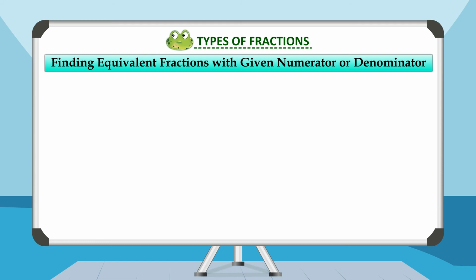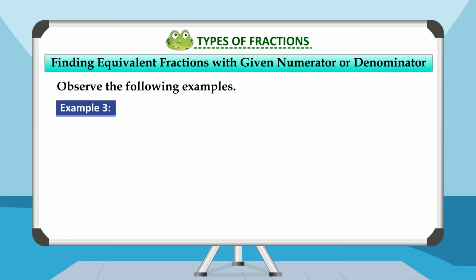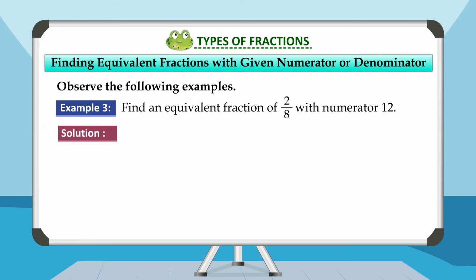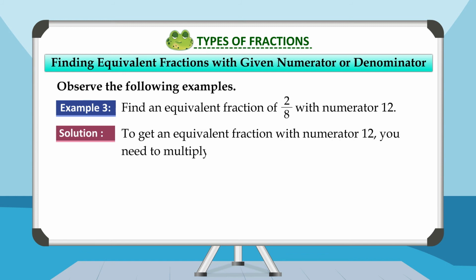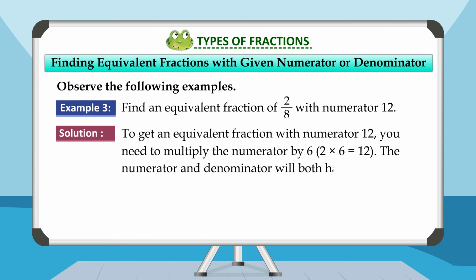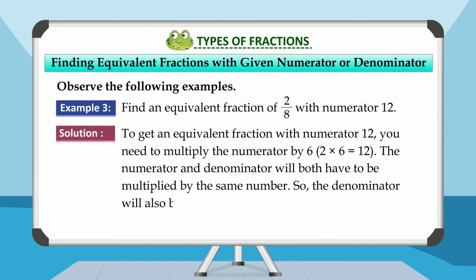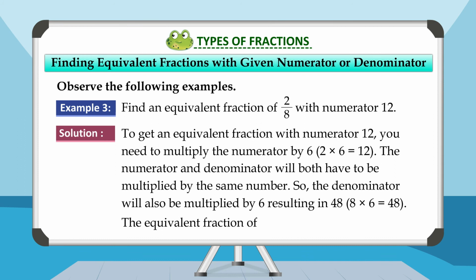Finding equivalent fractions with given numerator or denominator. Observe the following examples. Example 3. Find an equivalent fraction of 2 upon 8 with numerator 12. Solution. To get an equivalent fraction with numerator 12, you need to multiply the numerator by 6. 2 into 6 equals 12. The numerator and denominator will both have to be multiplied by the same number. So, the denominator will also be multiplied by 6, resulting in 48. 8 into 6 equals 48. The equivalent fraction of 2 upon 8 with numerator 12 is 12 upon 48.